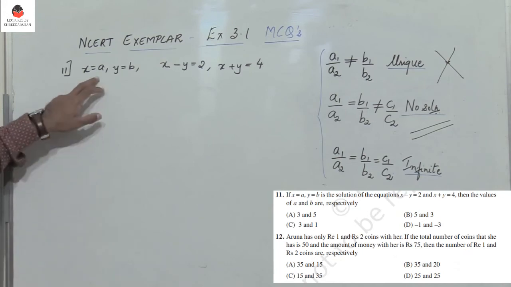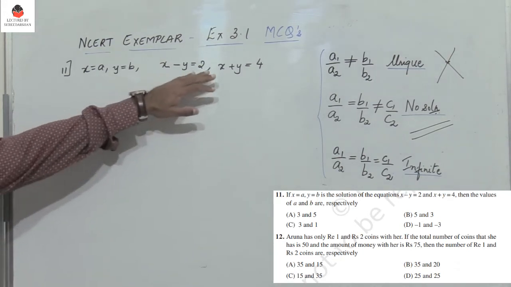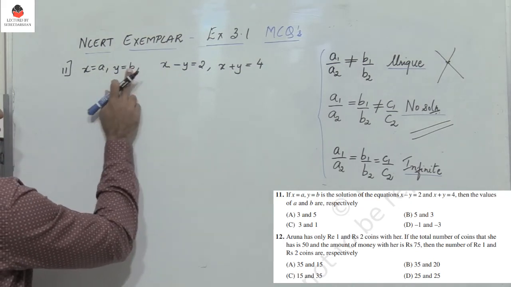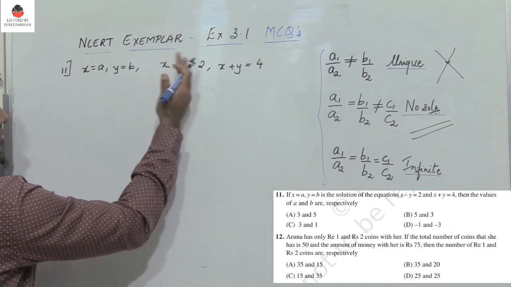So given A and B are the solutions of these two equations. That means if I substitute x equal to A and y equal to B, then LHS would be equal to RHS.